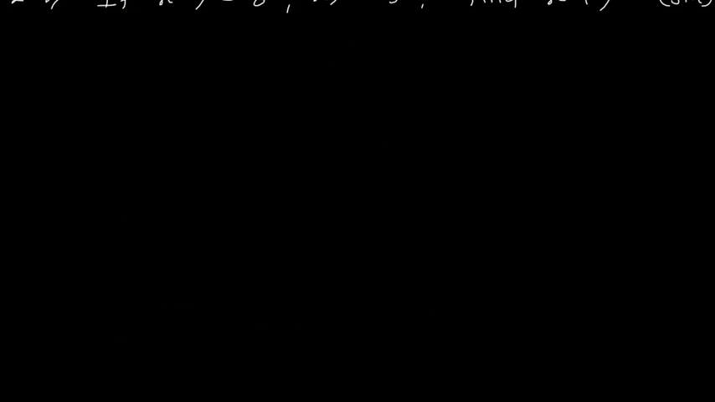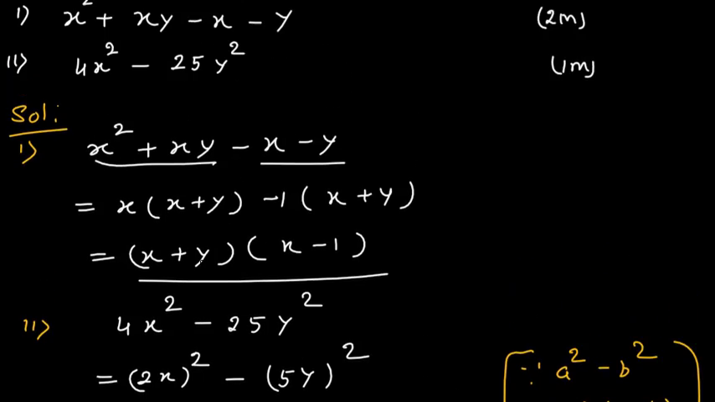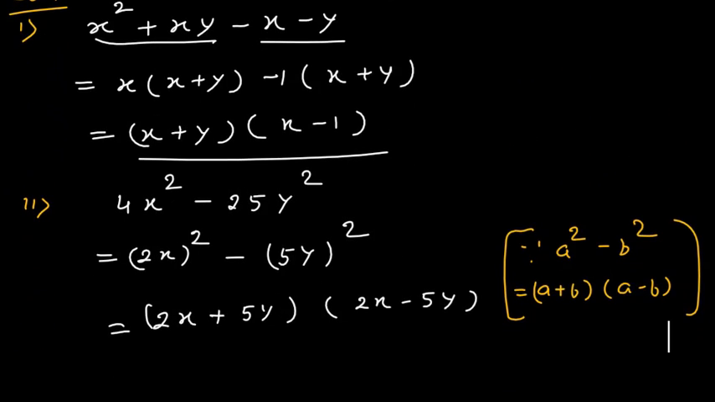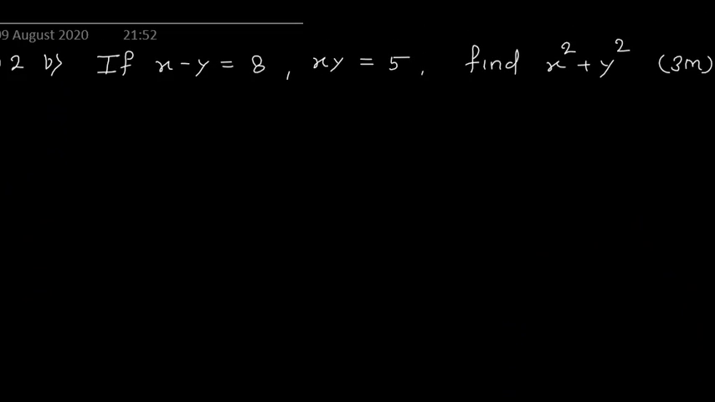Next problem, let us see whether we have done all the questions. Yes, 2 questions are asked. We have done both the questions. Now here, if x minus y is 8 and xy is 5, find the value of x square plus y square. So we have to find the value of x square plus y square. Now easy question, I think.